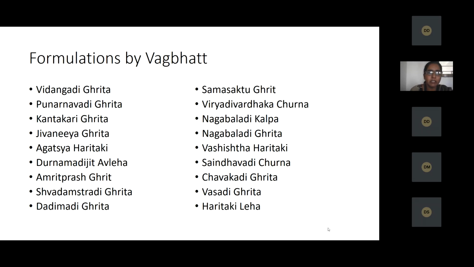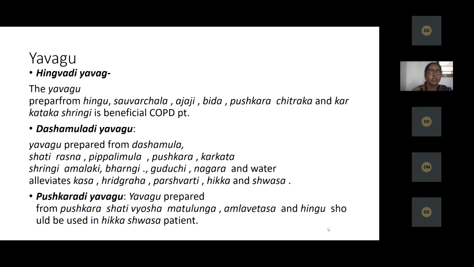Formulations by Vagbhata we can use in COPD patients as well: Vidarikandadi ghruta, Punarnavadi ghruta, Kantakari ghruta, Jivaniya ghruta, Agastya haritaki, Amrit prasha ghruta, Dadimadi ghruta, Nagbala ghruta and Nagbala kalpa, which also show good results in COPD patients. Vasadi ghruta and Haritaki leha are also used.